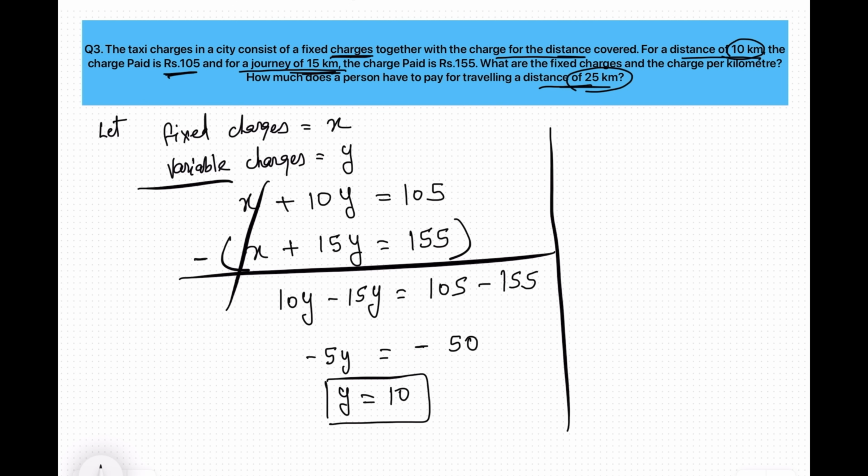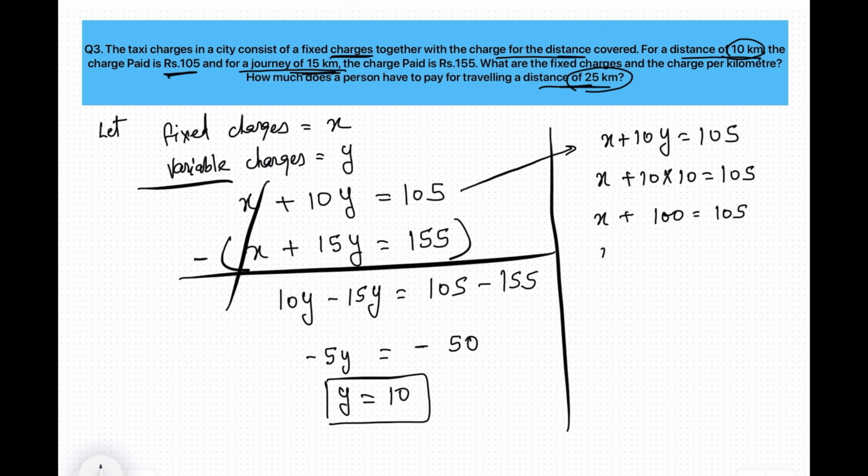So now let's find out the value of x. Any of the equations we can use; I'm using the first equation: x plus 10y equals 105. x plus, put the y value, that is 10, is 105, right? x plus 100 equals 105, and x equals 105 minus 100, that we can write as 5. It means from here we can say the fixed charge is 5 rupees, correct?